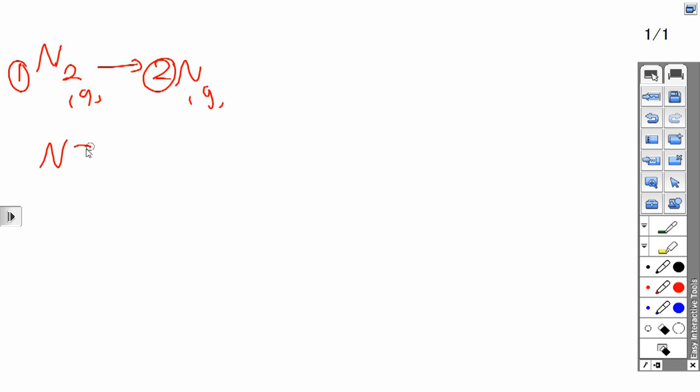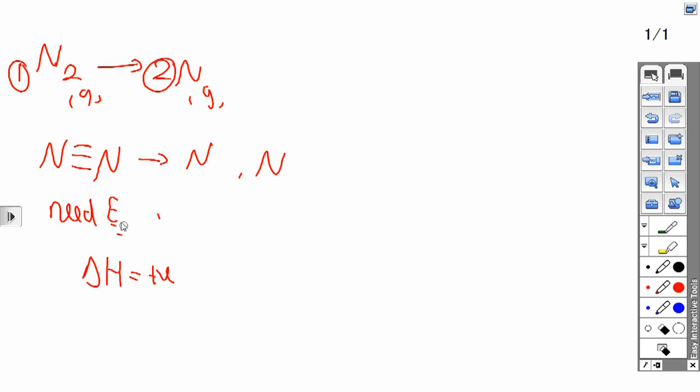The first one, for example, we have here a bond between N and N. To get N and N, you have to break this bond, and then you form a bond in the product. So you need energy to break this bond. So the reaction is endothermic, and delta H is positive. Need energy.